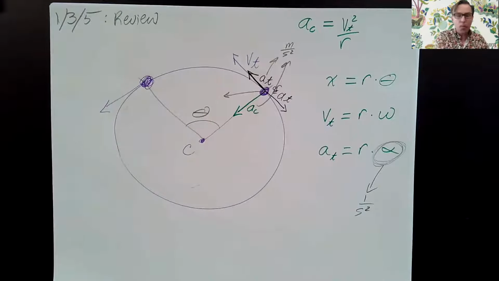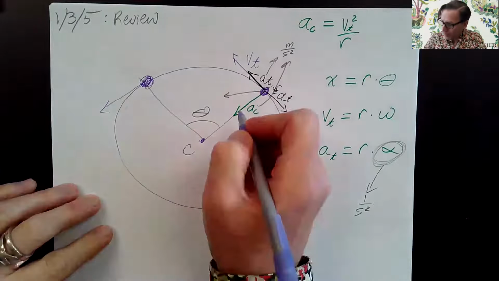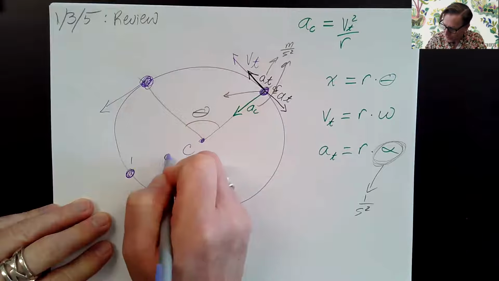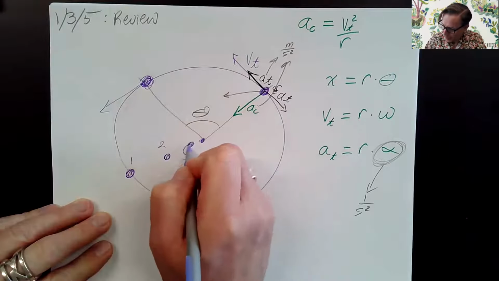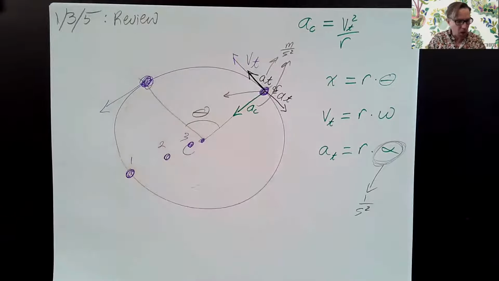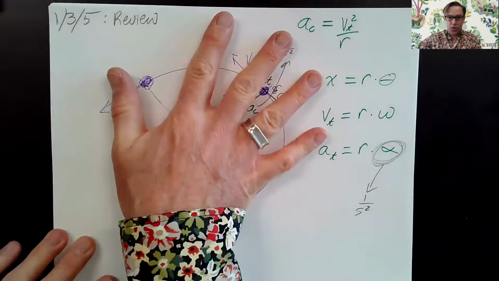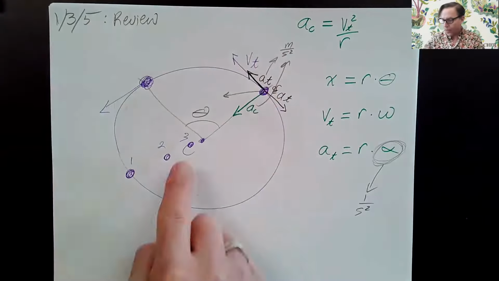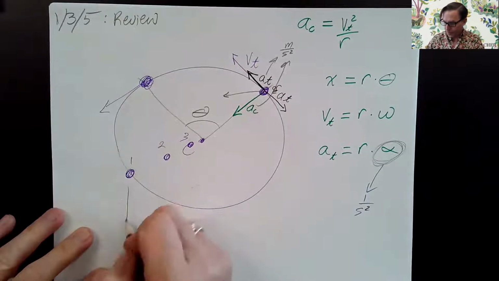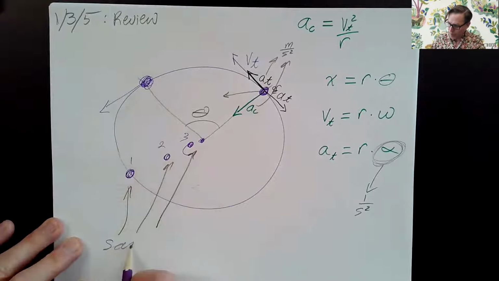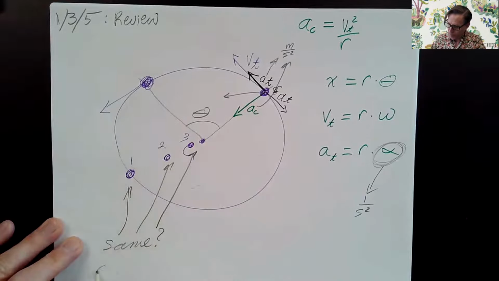All right, let me just say one more thing about this picture. If I had not one dot, but three dots, let's say dot one and dot two and dot three that were all traveling around. Maybe this is a disk now that's spinning, and these are three dots on the disk. What's the same about all of them? And what's different about all of them?